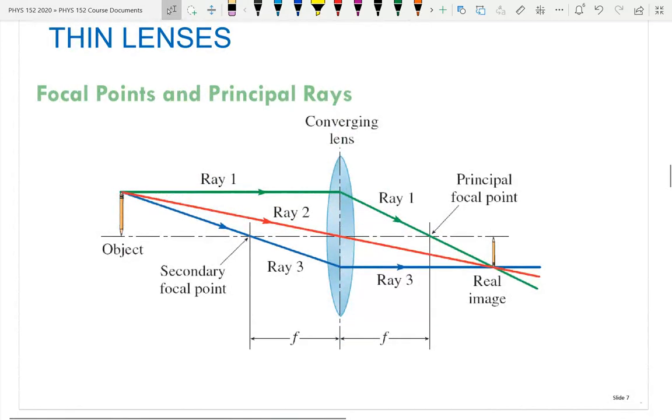What's the blue line? Here, let me label for you. So the blue line is the focal ray. The green line is the parallel ray. And the red line is the vertex ray.